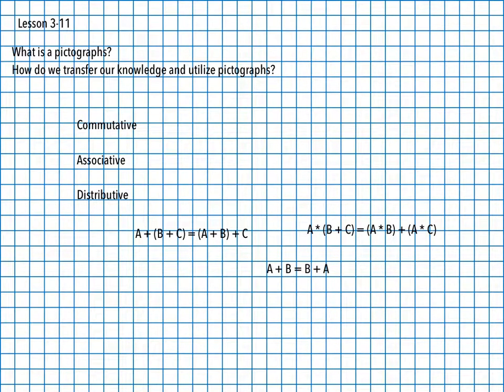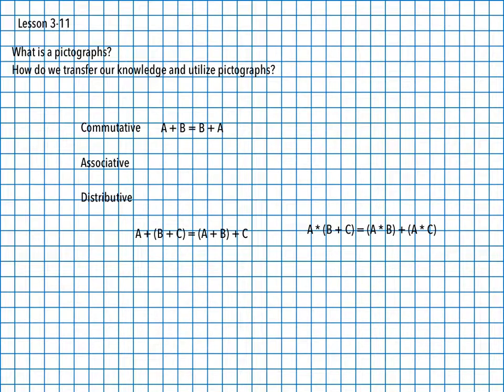Now, the first one is commutative. And remember, commutative is like how we commute to work or commute to school. You can go one way, or you can go the other way. So when we commute, we go one way. It's like a lightsaber. That's cool. You can go one way or you can go the other way. So ladies and gentlemen, this one here is our commutative property of addition.